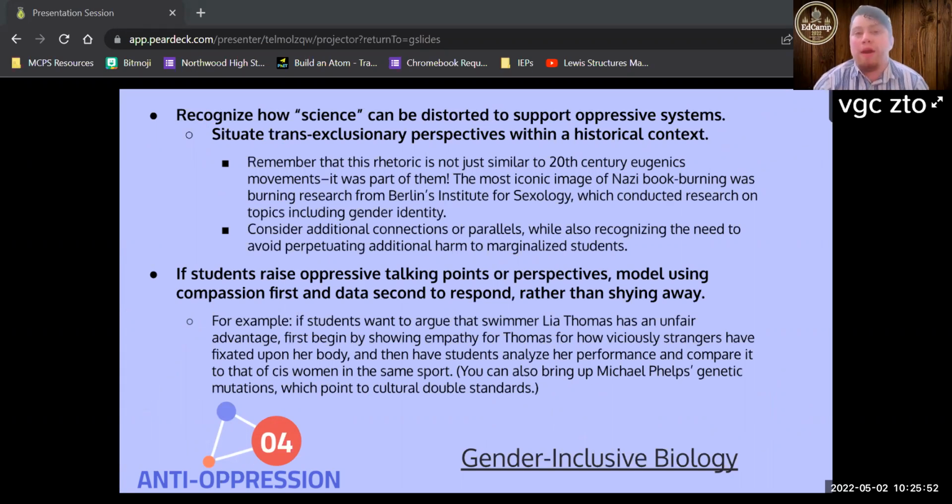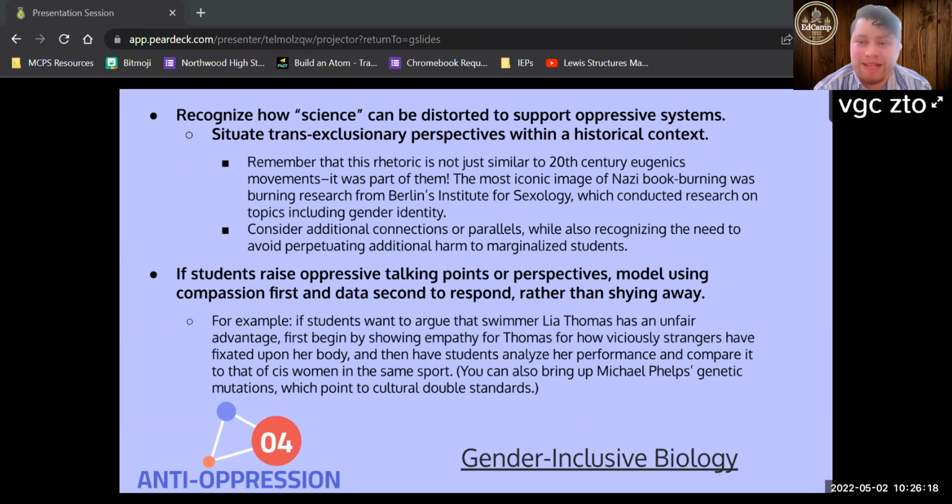When thinking about an anti-oppression lens, this is specifically anti-oppression with regards to sex and gender. Of course, anti-oppression within biology teaching is a much bigger topic. One way in which we can support the anti-oppression piece of the framework is to recognize that science is often distorted to support oppressive systems.